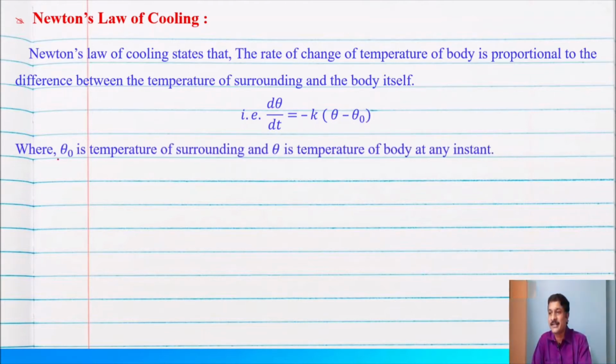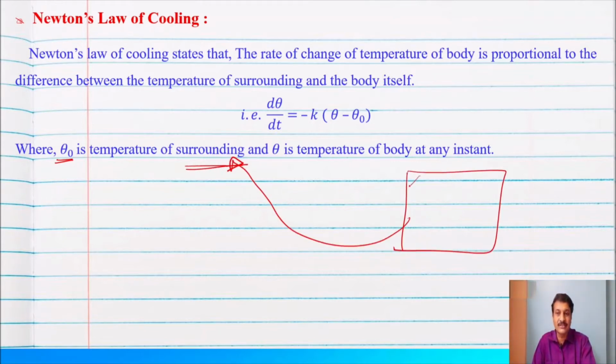So what is this theta 0? It is the temperature of the surrounding. It means that if we consider one room, this is the temperature of that room or surrounding, you can say. And theta is the temperature of the body. So the surrounding temperature is supposed to be constant here, theta 0. Right? Here it is supposed to be 35 degrees Celsius. So this theta 0 is a constant quantity.